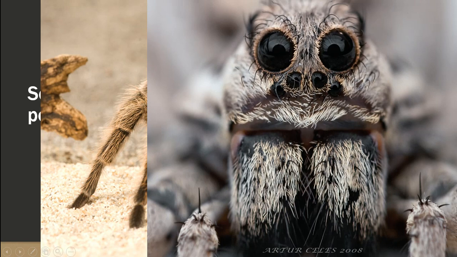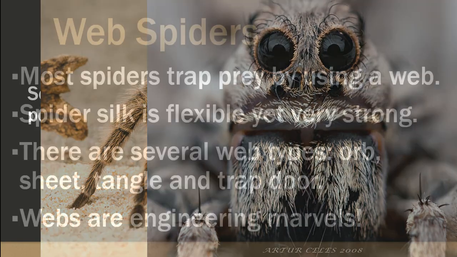Here we see it close up. You can see those eyes. So we see 1, 2, 3, 4, 5, 6, and there's one back here, 7 and 8 right back there. Here's that mouth portion right there that has those big fangs, and then their legs right here that they will use to capture their prey.